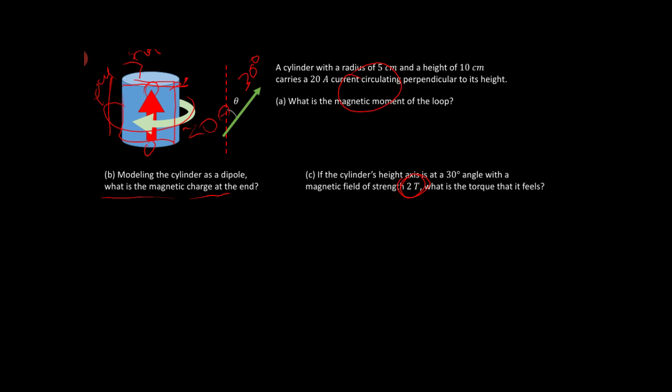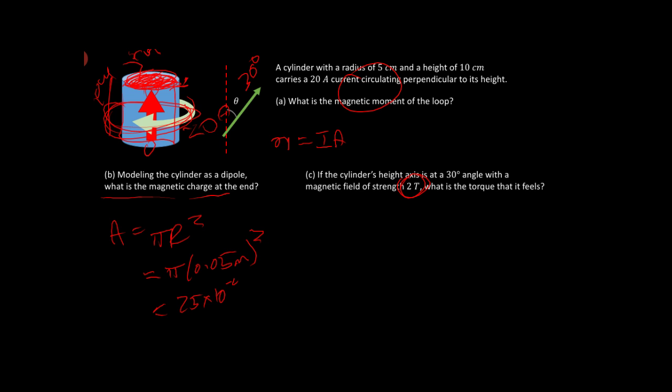So the magnetic moment, that's pretty straightforward. That's M equals IA. So if the current's going around the loop, then the area is the area of the cap. It's a cross-sectional area. It's not the area around the cylinder. It's the area that the current goes around. And so that area is pi r squared, which is pi times 0.05 meters squared, which is 25 times 10 to the minus 4 times pi square meters.